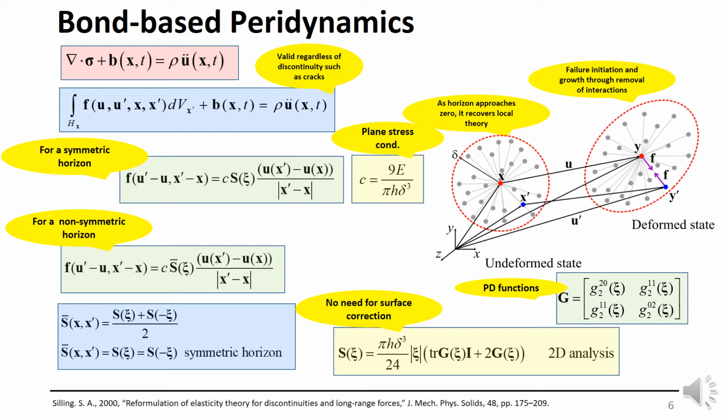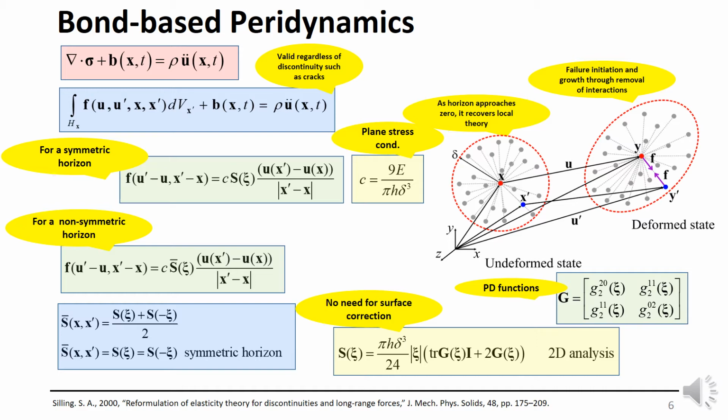Now, on this figure here, point x will be interacting with other material points, x prime, within a finite distance, within its domain of interaction. This region is defined by the radius that is delta. We refer to that as the horizon of point x. As deformation takes place, x becomes y, x prime becomes y prime, the displacement of x is u, and x prime is u prime.